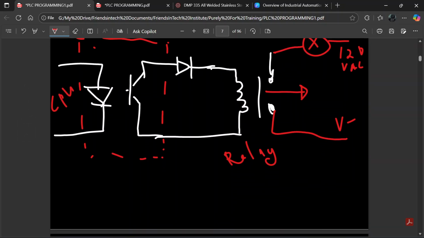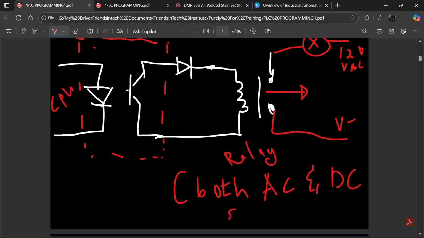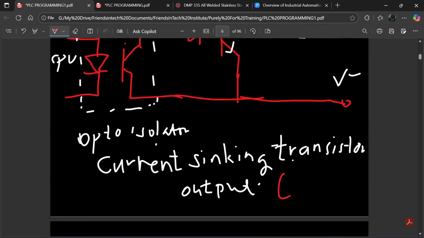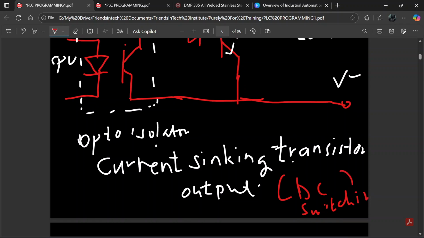Now the good thing with a relay, or why most PLCs are relay based output, is because a relay is used for both AC and DC switching. That is the advantage of using a relay. A transistor is only used for DC switching, and where you need fast switching, okay?